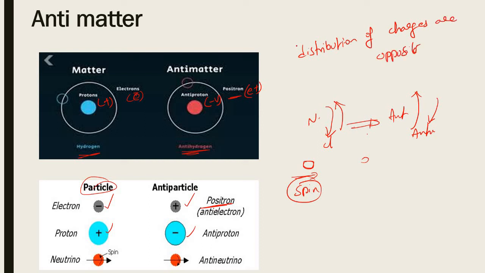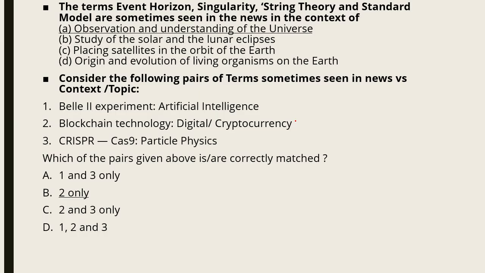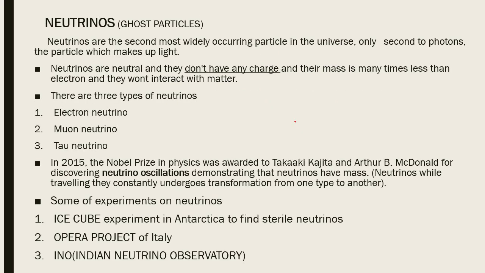Okay, the distribution of charges is opposite for electron and proton, and for neutron the spin is opposite. So this is something about antimatter, but we are still studying what happened to this antimatter through the Large Hadron Collider experiment. Okay, and we will also discuss something about neutrinos.